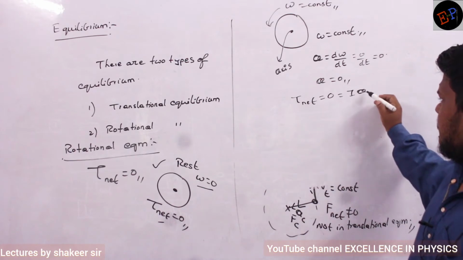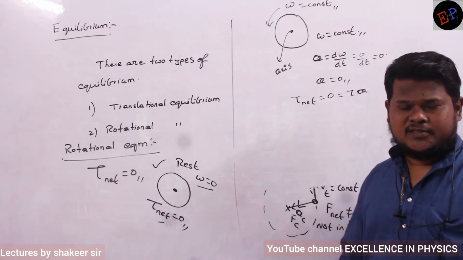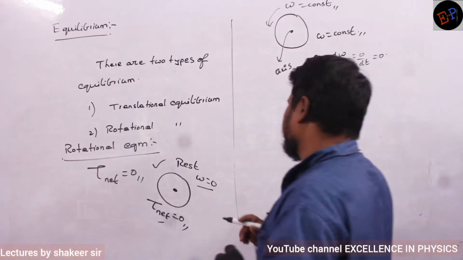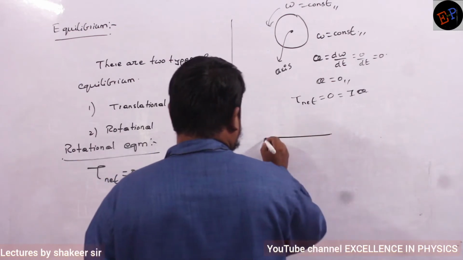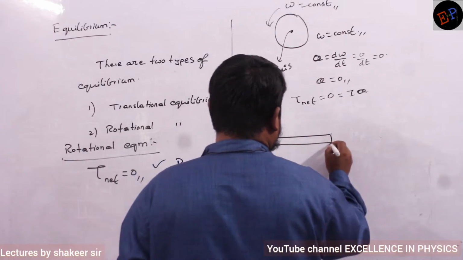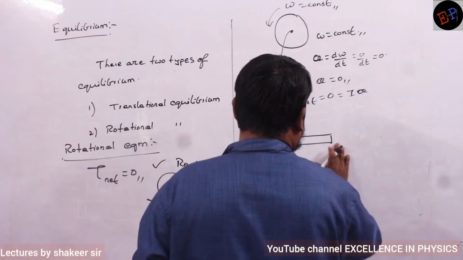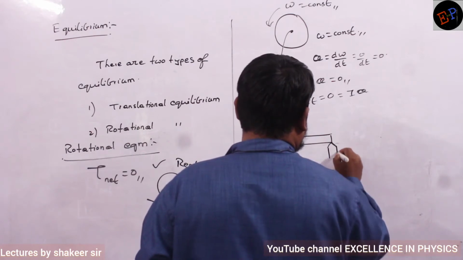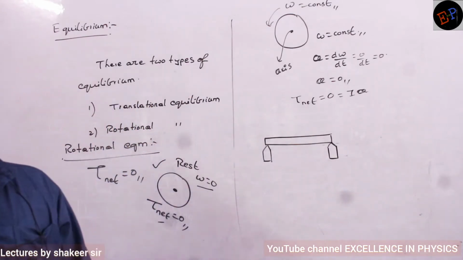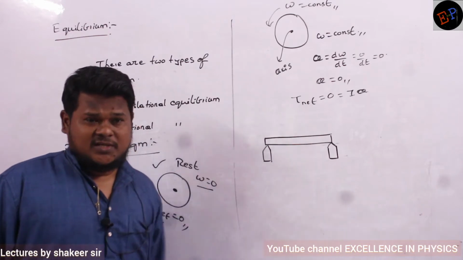So if alpha is 0, net torque also will be 0. Are you able to understand? Let us see one more example. See, consider this is a rod which is resting on two knife edges. Now can you say this body is in rotational equilibrium or not? Already we studied it is in translational equilibrium. Now is it present in rotational equilibrium or not?